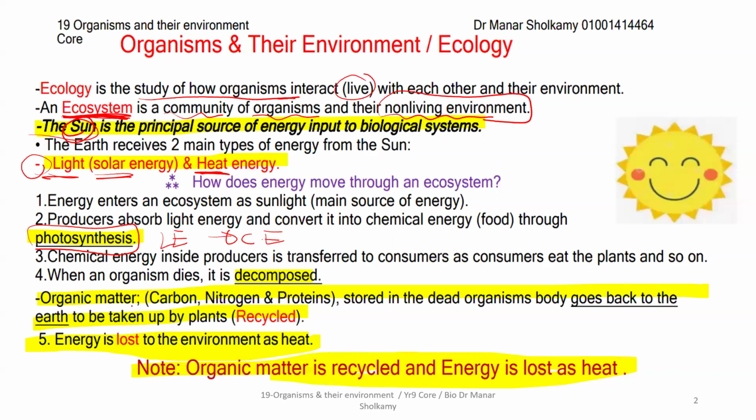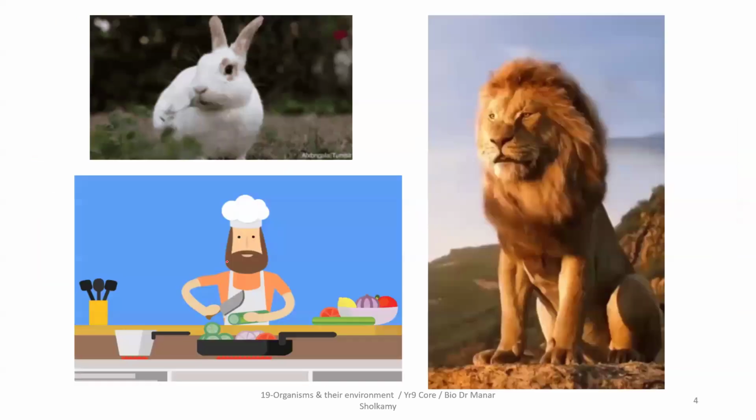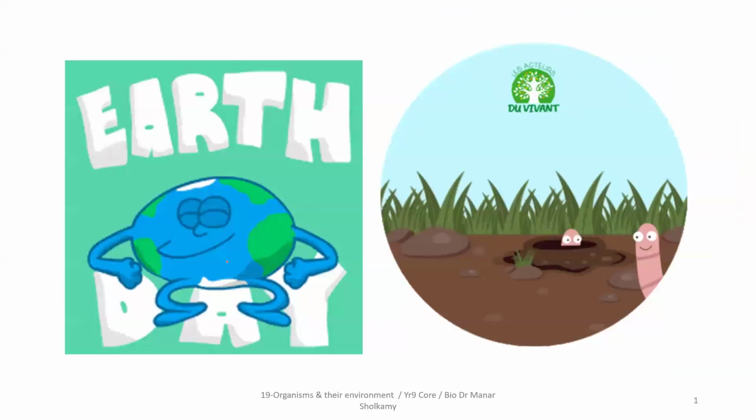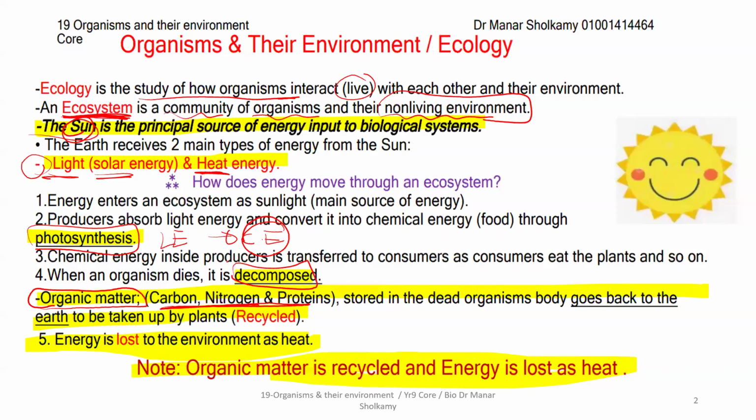What is organic matter? Organic matter is the carbon and the nitrogen and the proteins found in your bodies and the bodies of any living organism. When we die, we decompose, and this organic matter goes back to the earth. So when you die, God forbid, we decompose, and our organic matter, our meat, our flesh, our skin, our muscles, all these that contain carbon and nitrogen and proteins, they are decomposed. It goes back to the earth. And when we eat, the energy will be recycled.